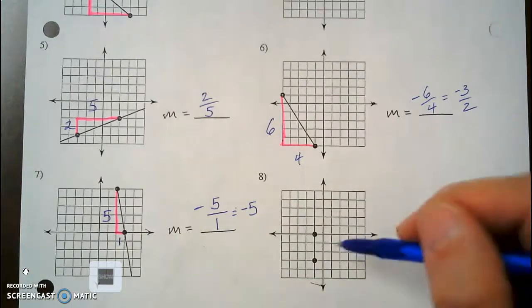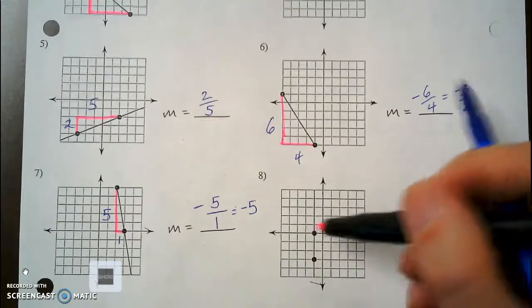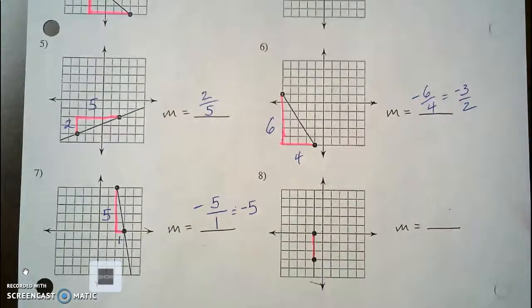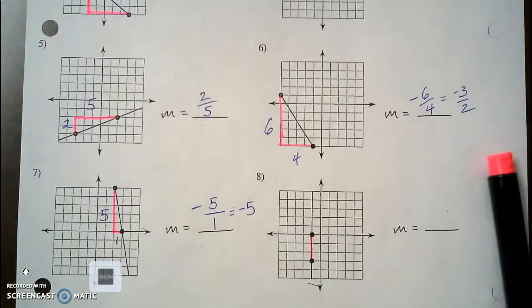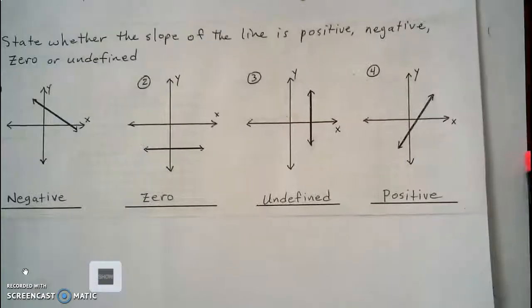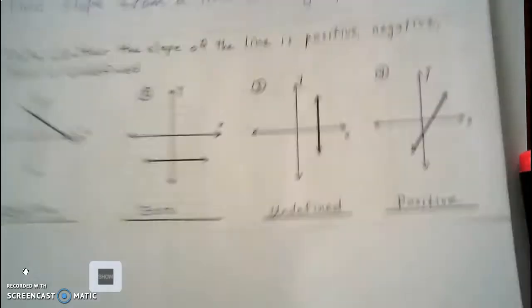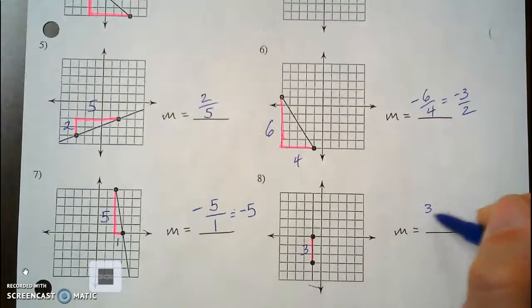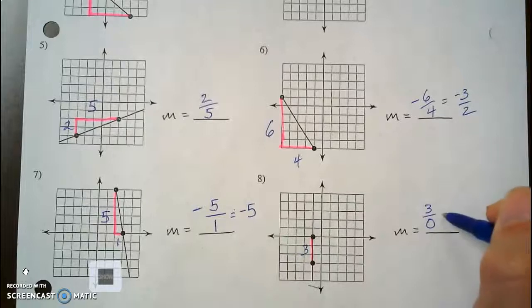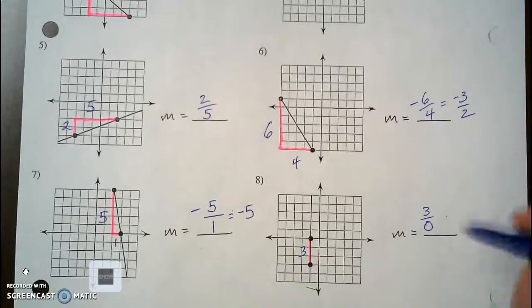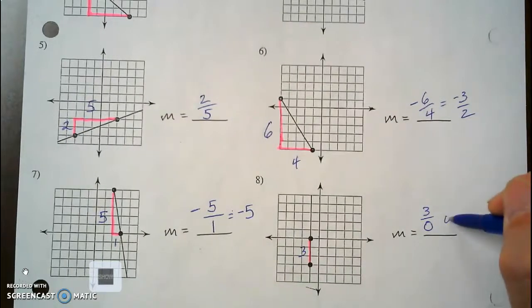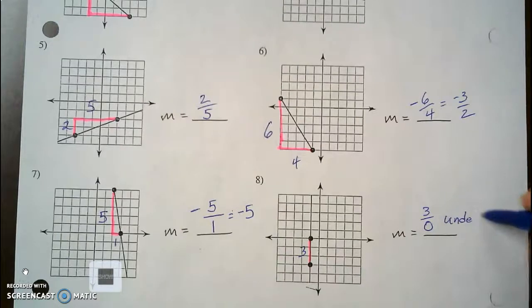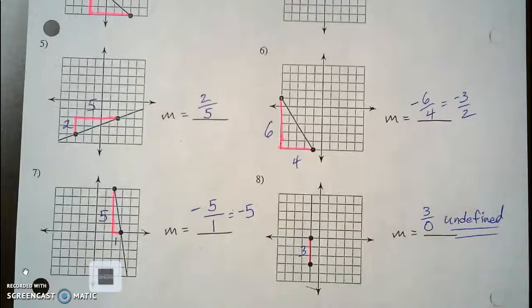But this one, if you weren't sure about this one, well, let's go back to what I showed you earlier. A vertical line, the slope is undefined. And the reason is, it does rise 3, but it runs 0. If you divide that in a calculator, it's going to tell you error. You cannot divide by 0. Again, more about that when we do some other things. But that's really the answer.